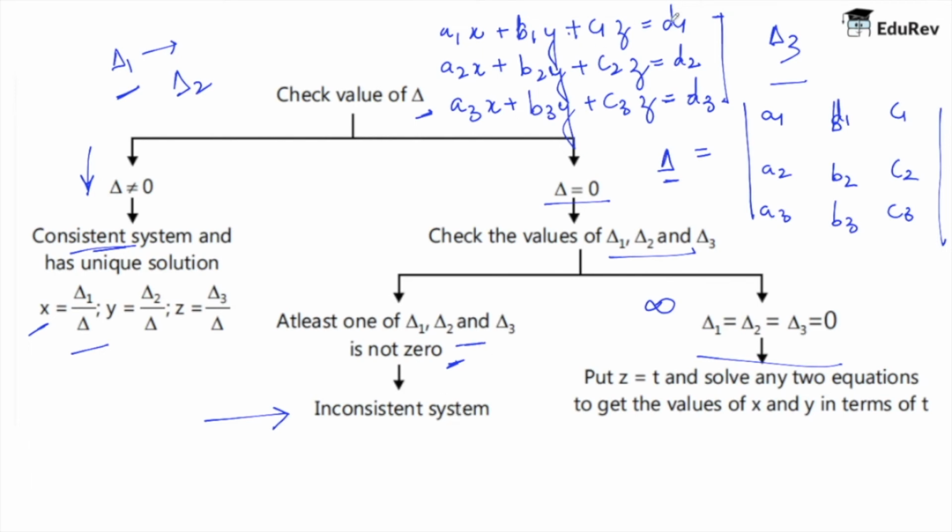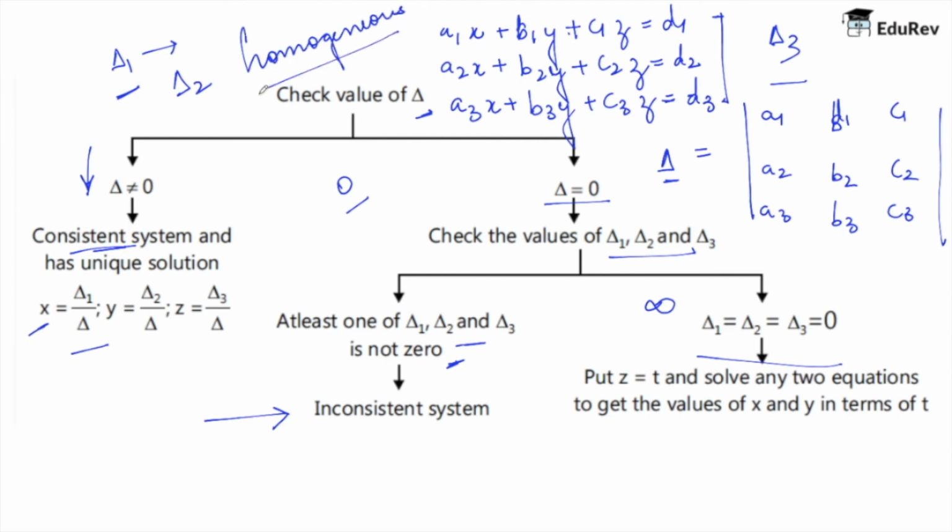Now suppose your D1, D2, D3 in these three equations are 0. So when D1, D2, D3 are 0, then delta 1, delta 2, delta 3 will also be 0. In that case, these equations are termed as what? Homogeneous.